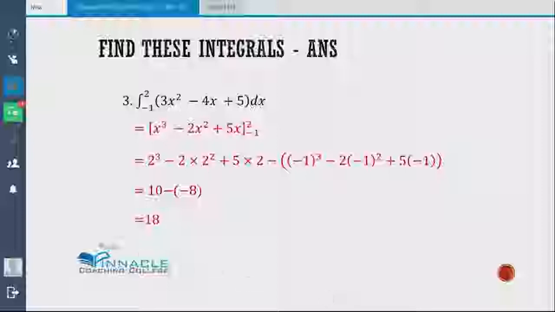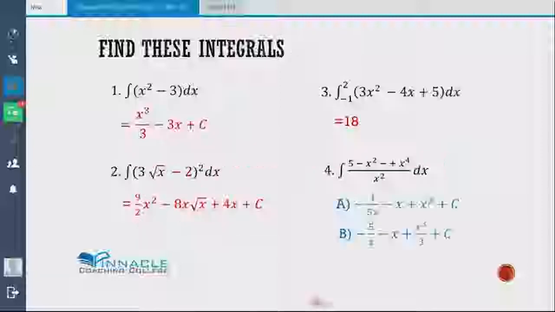All right, if there are any questions at all, make sure you let me know. Otherwise, we'll keep going. So the next one, again, have a go and see which is the correct answer.